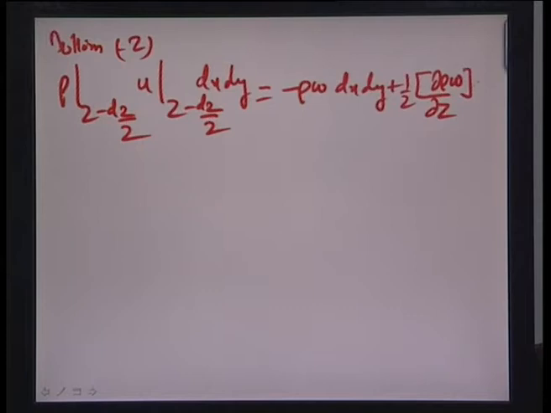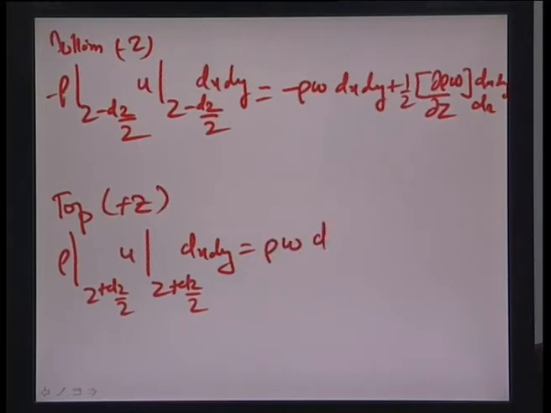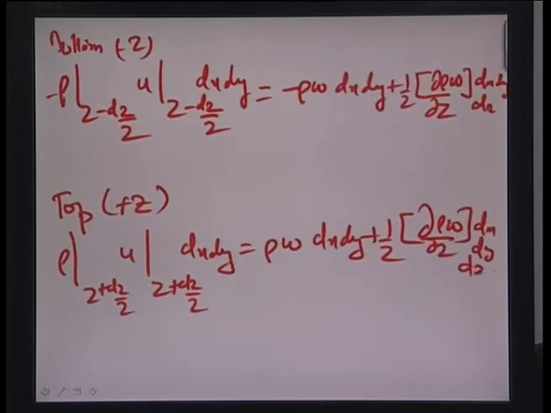rho w times of dx dy dz, and similarly for the top pointing towards the plus z direction, we have rho, and this is a minus sign mind you, we have rho at z plus dz by 2 times of u at z plus dz by 2 times of dx dy, which is actually equal to minus, which is actually equal to rho w dy dx plus half times of del of rho w by del z times of dx dy dz.